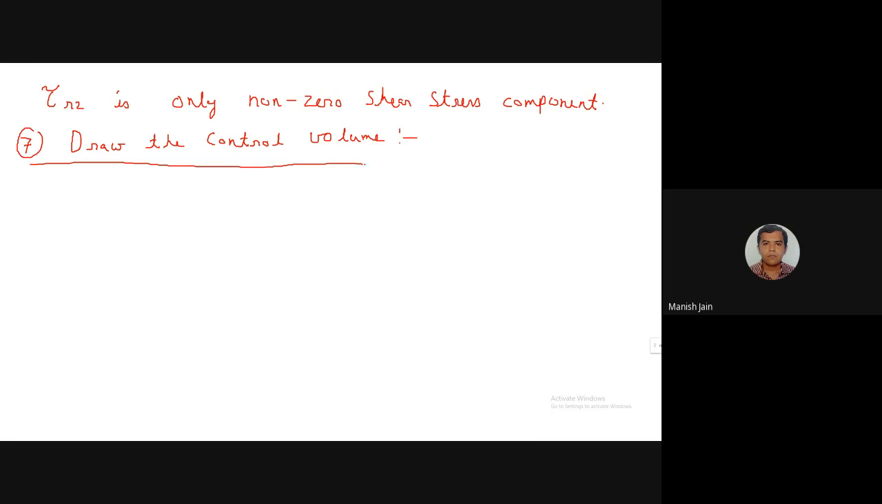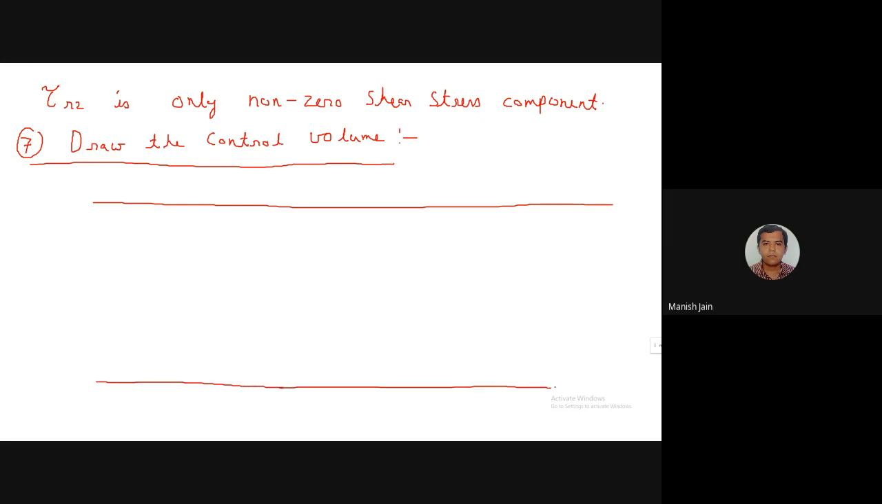That is the next step. There are rules in drawing how to consider the control volume. So you are solving the problem for the flow inside the pipeline. Here we are solving the problem for flow inside the pipeline.